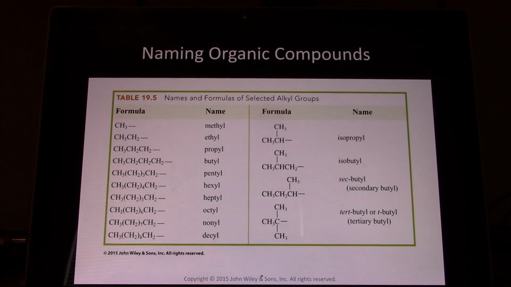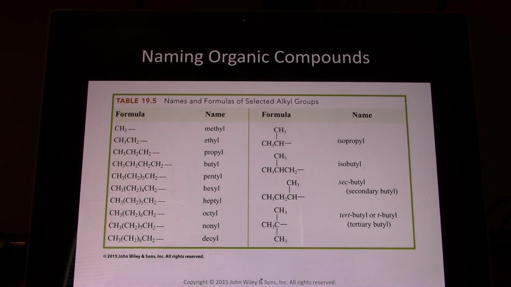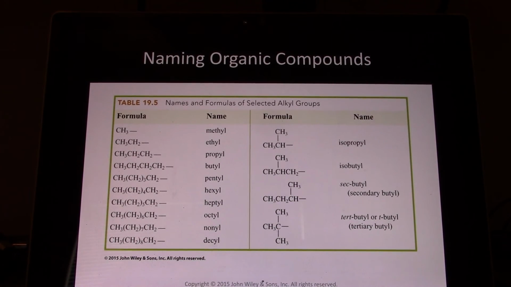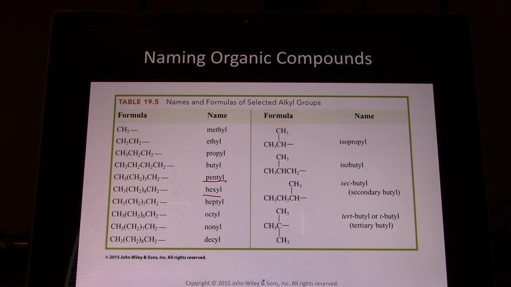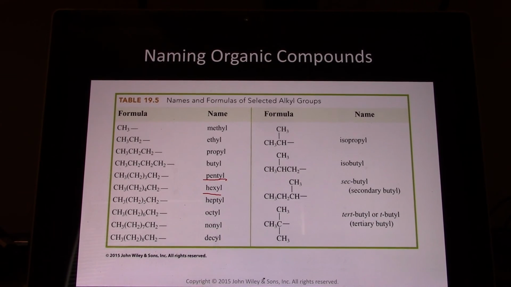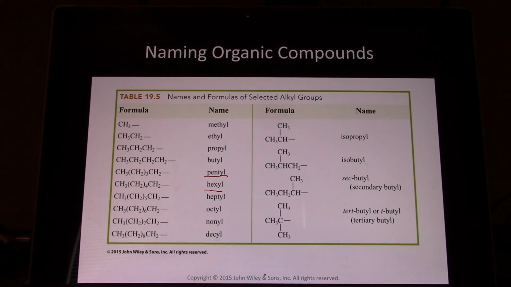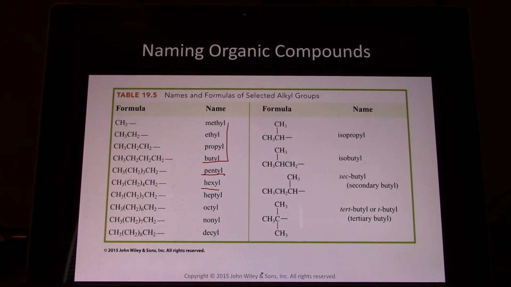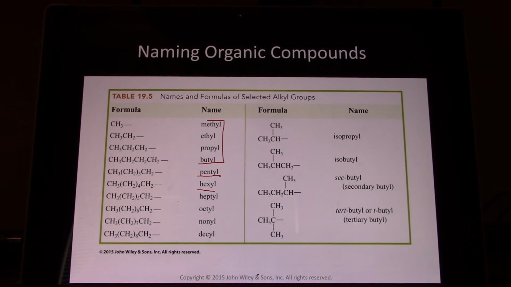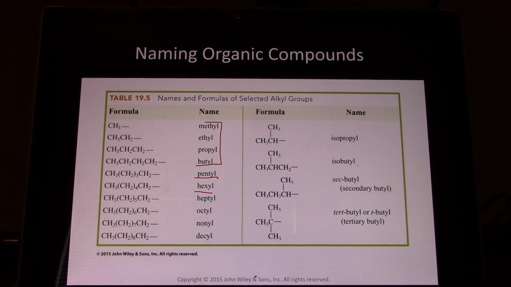So here we see methyl group, ethyl group, propyl group, butyl group. And then, as you'd expect, it goes back to penta. Remember pentane, penta for 5, hexa for 6, hepta for 7, octa for 8, like an octopus, nona for 9, deca for 10. So it's just the first 4 prefixes in organic chemistry that are different than what we've seen before.